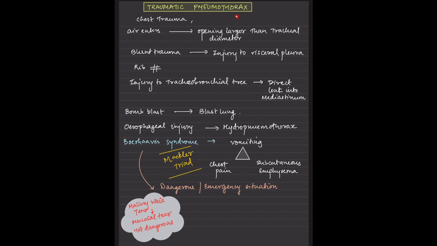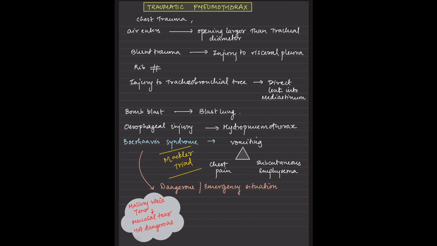Coming to traumatic pneumothorax. There is a blunt trauma to the patient, and this trauma causes injury to the visceral pleura, okay, and there could be an associated rib fracture, and there is an air leak that has occurred. That can also cause damage to the tracheobronchial tree, okay, and there could be a direct leak into the mediastinum. Then there is also esophageal injury seen, and that can also cause hydropneumothorax.